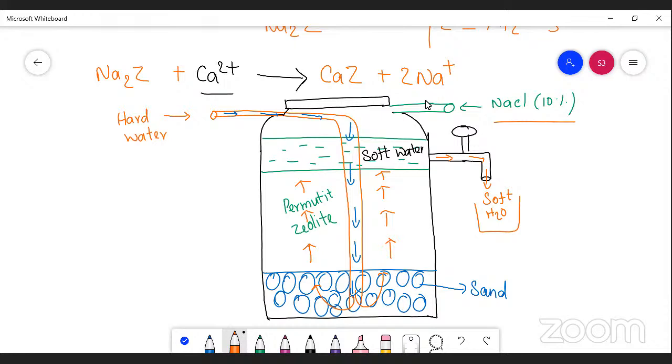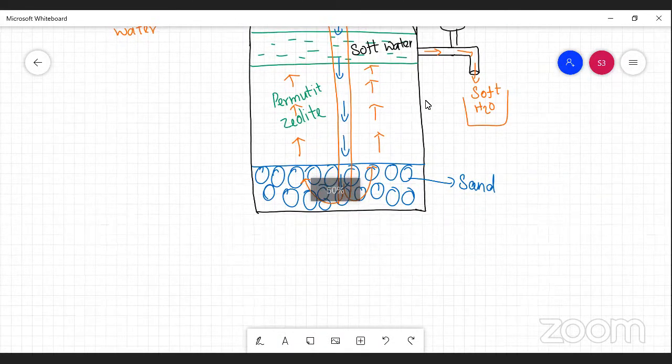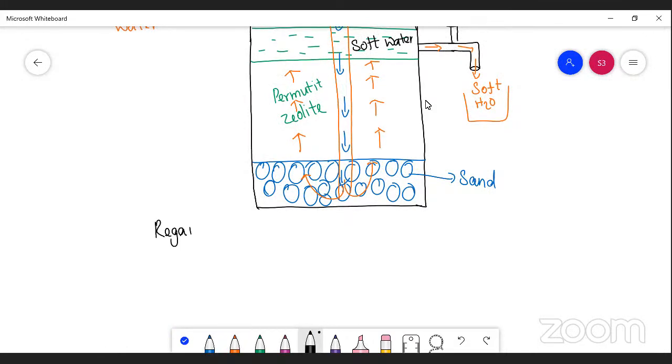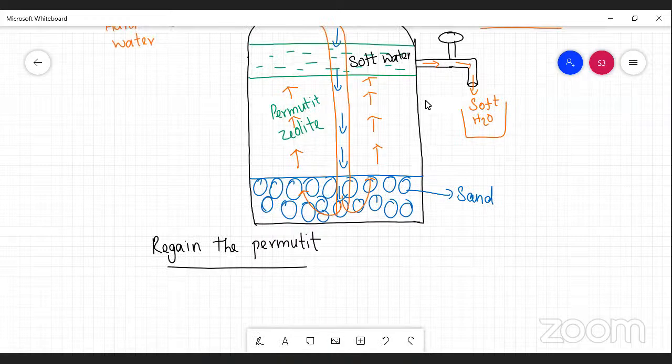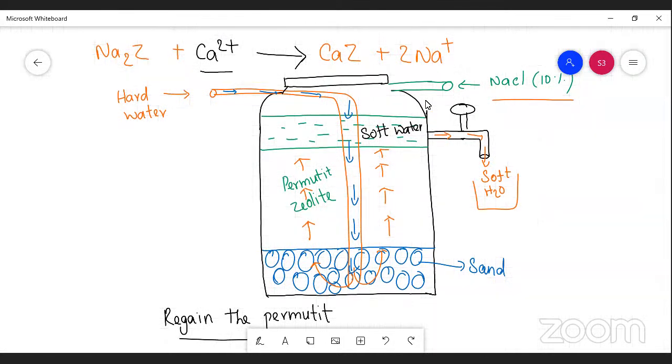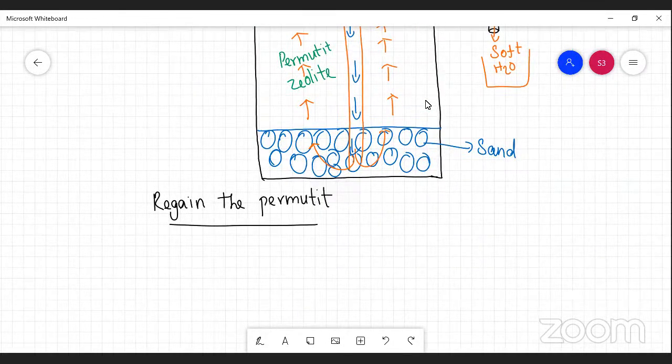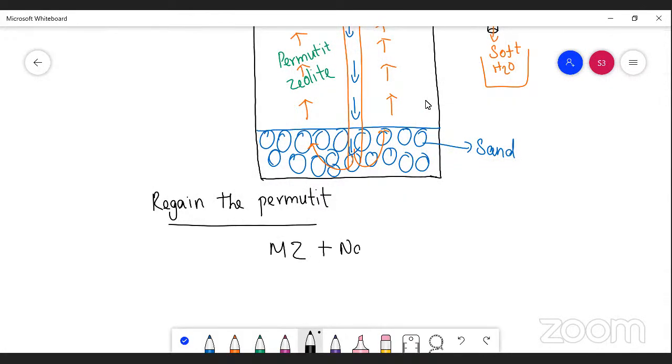So to regain the permutit, we are adding 10% of NaCl. This CaZ is considered as MZ. MZ reacts with Na plus, that is sodium chloride 10%, and then it becomes Na2Z. So Na2Z is nothing but the zeolite.